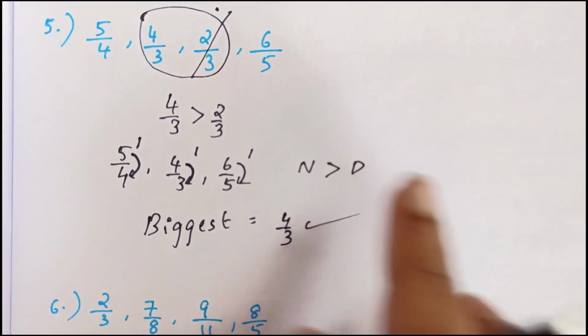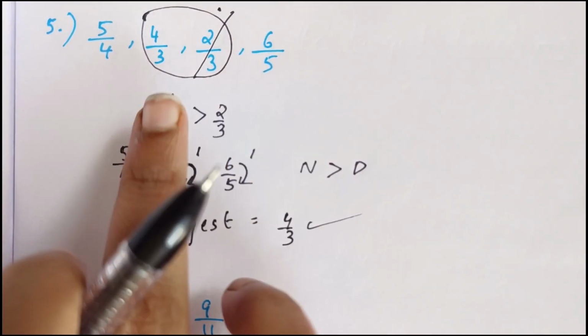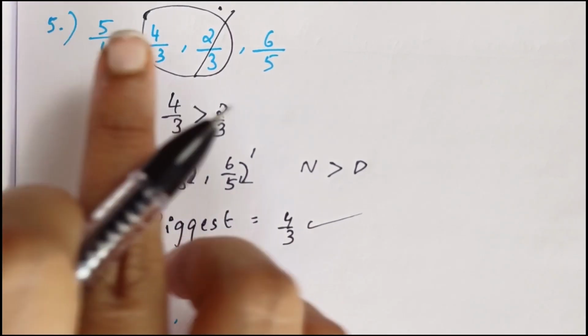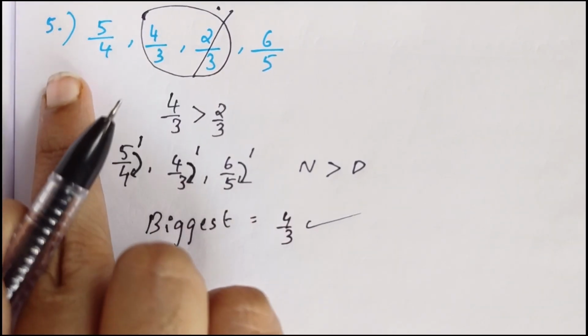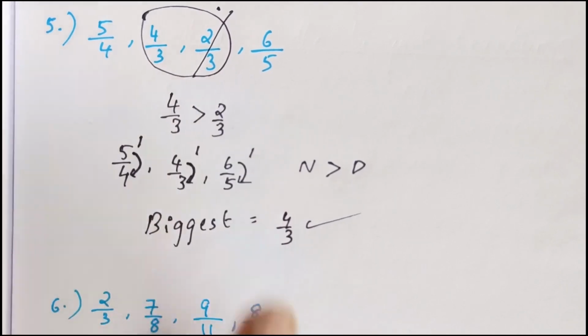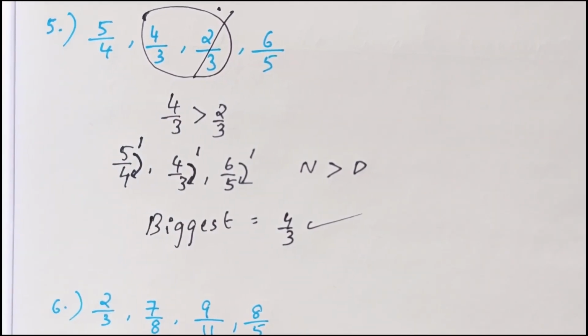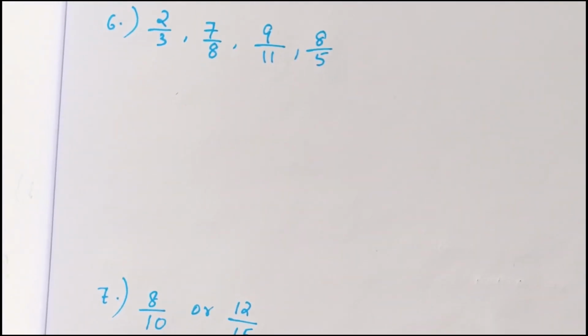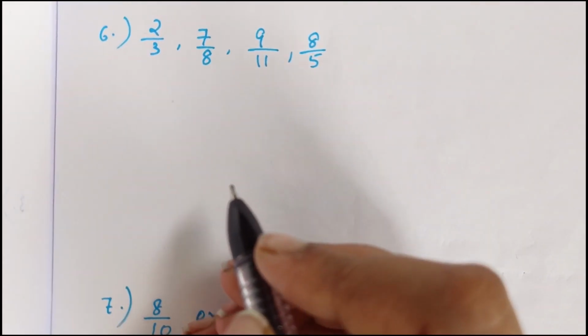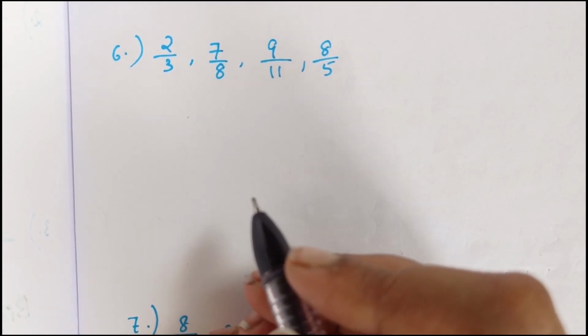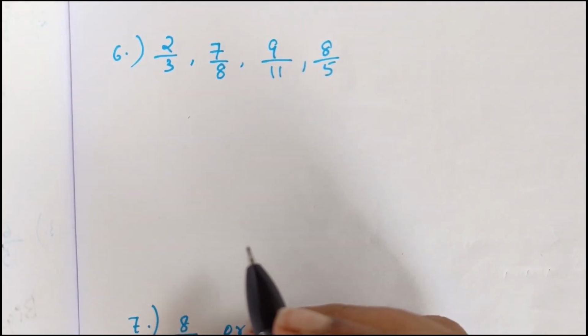So you can apply more than one method. We have already looked into 4 cases. You can use more than one case to find the largest fraction, and all these methods are so easy that you can solve it within seconds. Next question is 2 by 3, 7 by 8, 9 by 11 and 8 by 5.